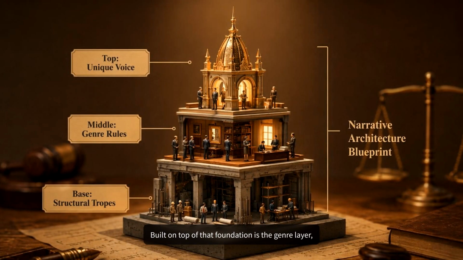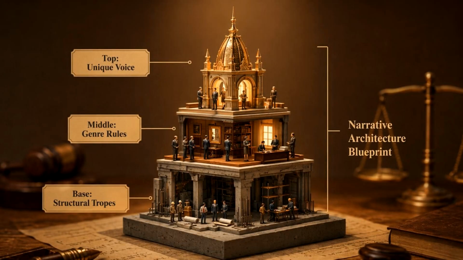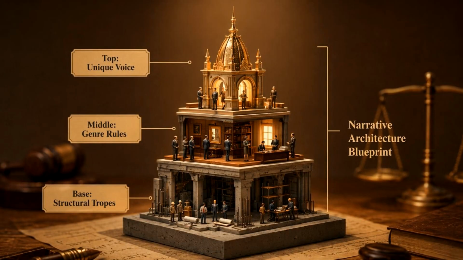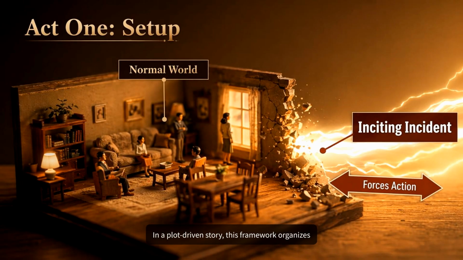Built on top of that foundation is the genre layer, which dictates the specific rules and tone. And finally, at the very peak, sits your unique voice, the specific characters, and fresh dialogue that only you can bring to the table. To understand these structural tropes, we have to look at the foundational blueprint of narrative architecture. This is the three-act structure. In a plot-driven story, this framework organizes your external conflict into a clear progression.